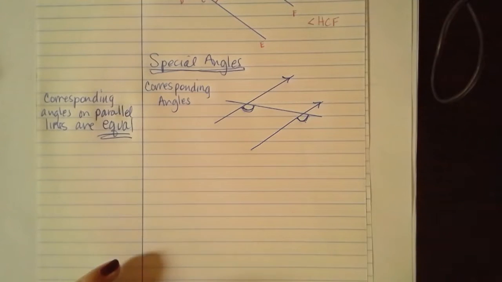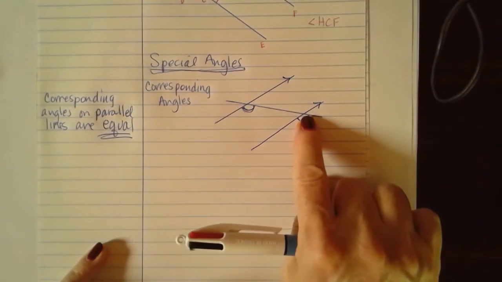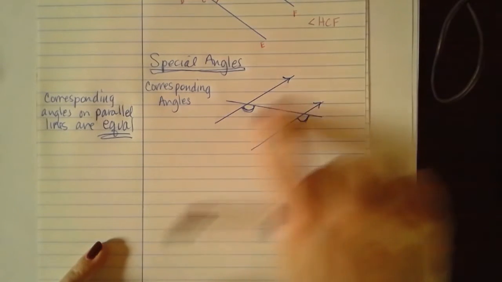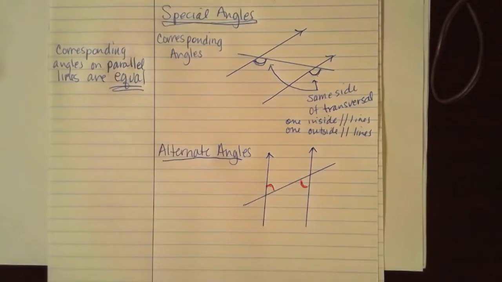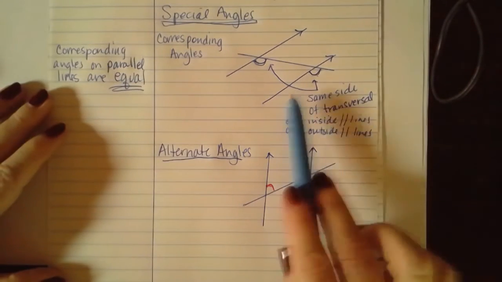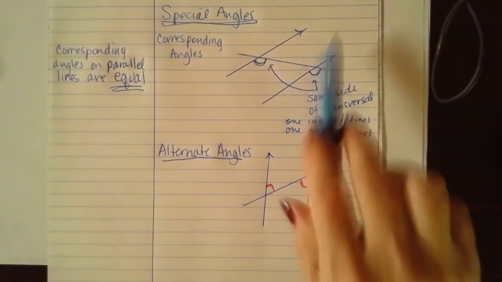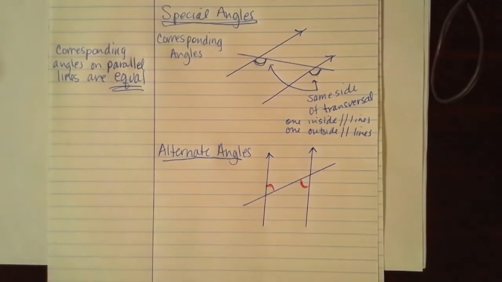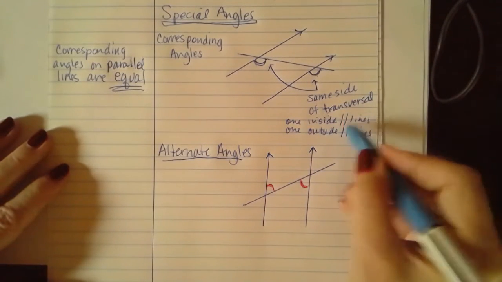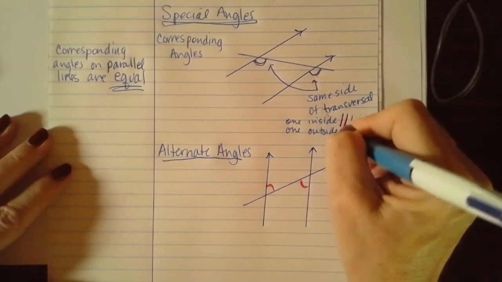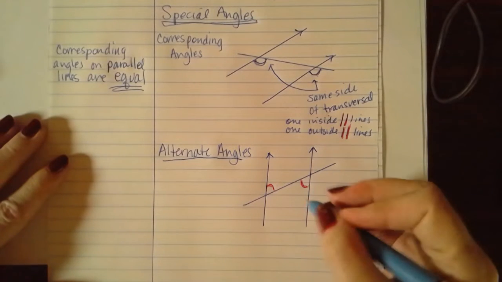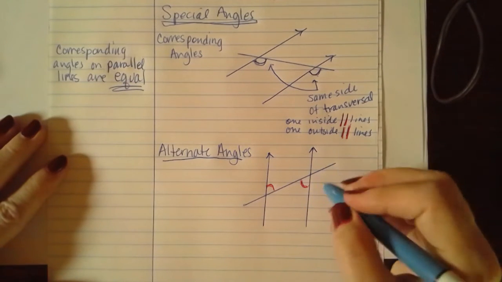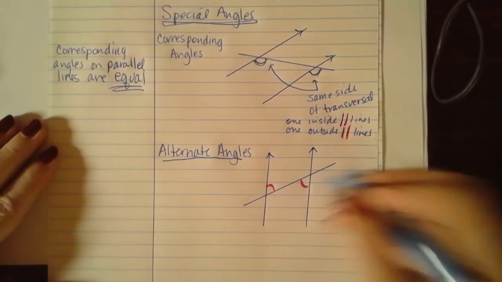So you might want to make a little note about corresponding angles being on the same side of the transversal, one in between the parallel lines and one outside the parallel lines. Okay, I've made my note, same side of transversal, one inside the parallel lines, one outside the parallel lines. This symbol stands for parallel, these two little straight bars stand for parallel. The next angle is alternate angles. I have alternate angles pictured here. These angles are also equal.